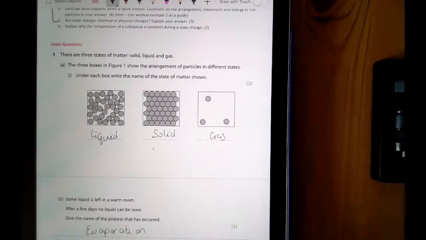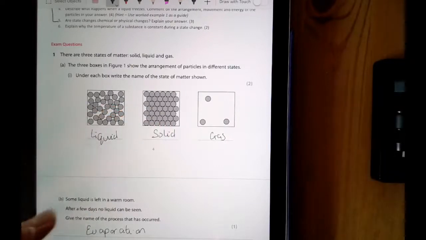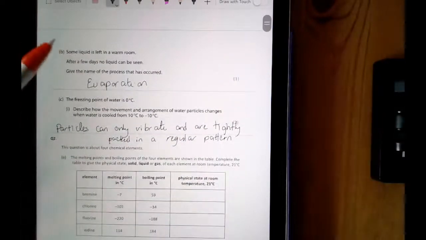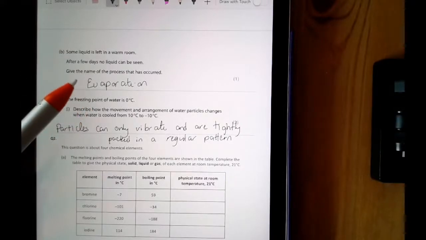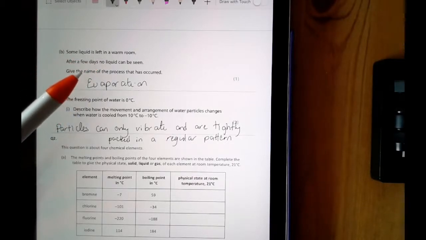Okay, so the first one should be straightforward. This diagram represents a liquid. This is a solid. This is a gas. If you leave a liquid in a warm room, eventually it will evaporate. The process would be evaporation. You're not going to get a mark for boiling there, okay? Water doesn't boil until 100 degrees Celsius and the room doesn't reach that temperature, so you're going to write evaporation.